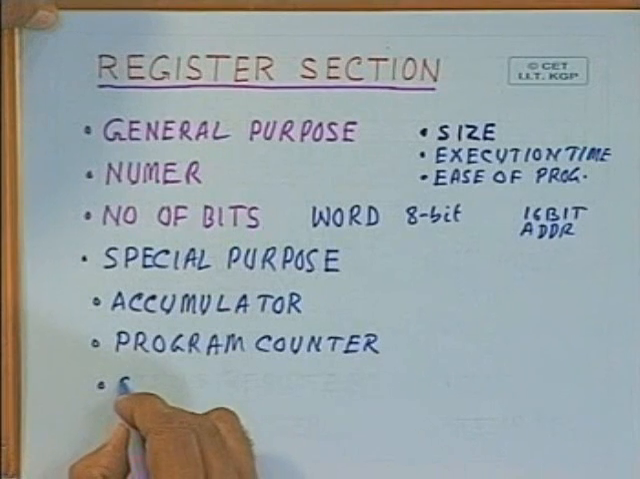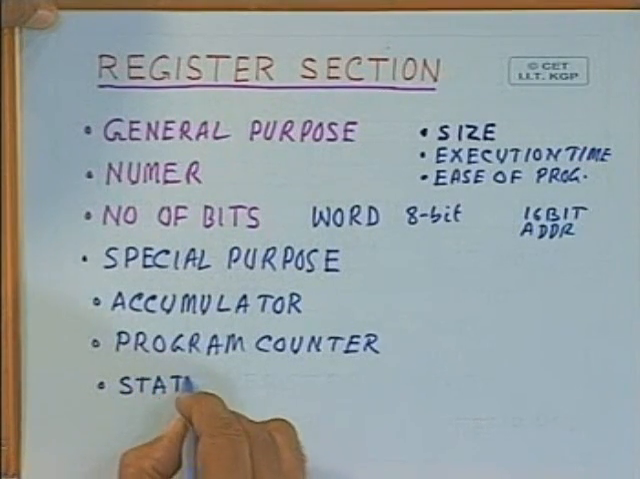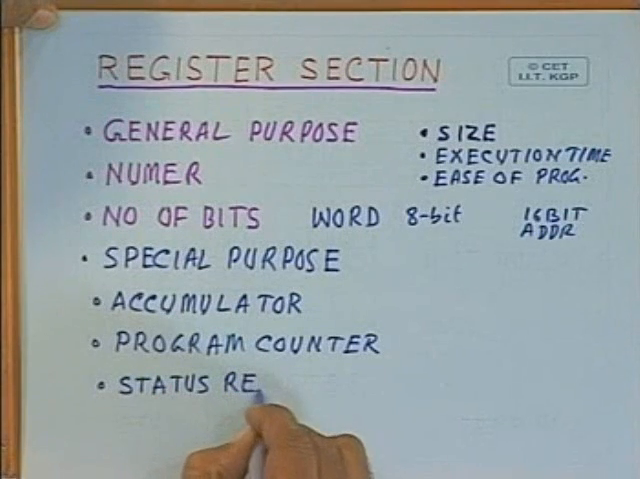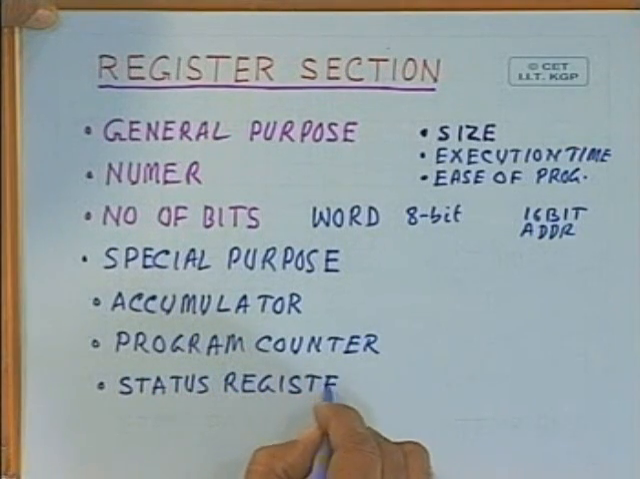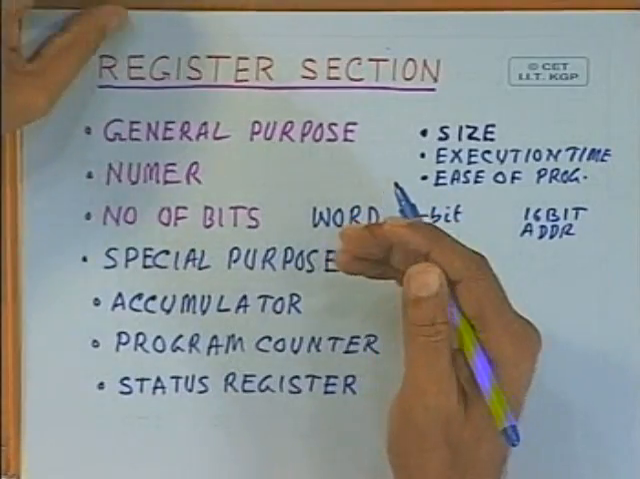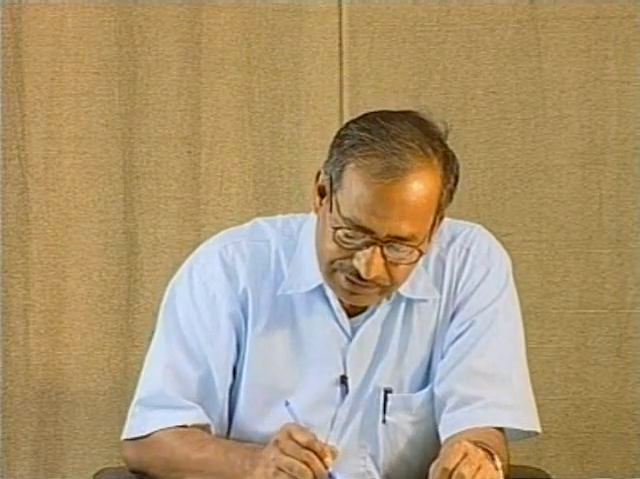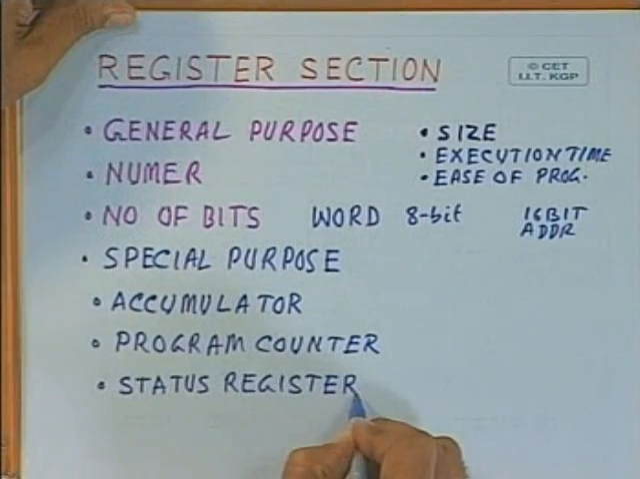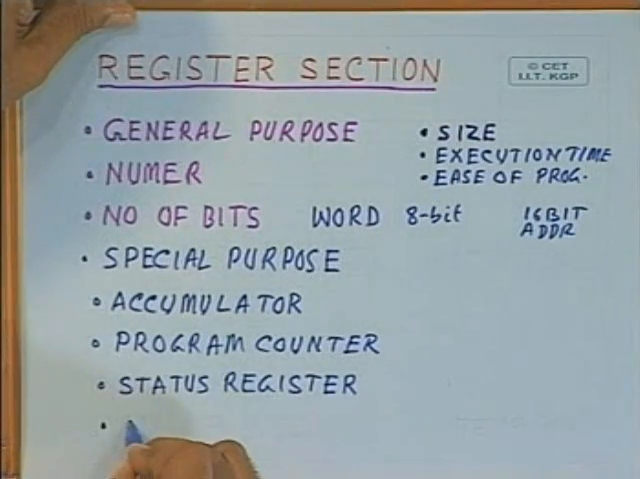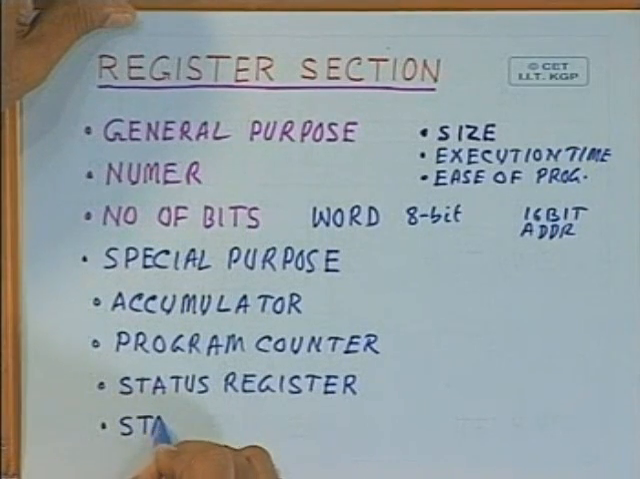Then you will require a status register. Status register will reflect the outcome of an instruction execution. Whenever you execute an instruction, the outcome of that instruction execution, whether there was any overflow, whether the result is positive or negative, what is the parity of the result, all this status information is stored in this status register. Then another useful register is the stack pointer.